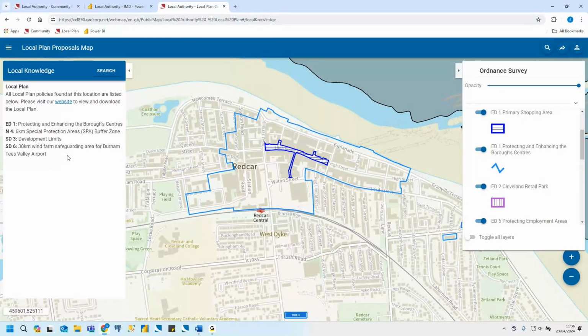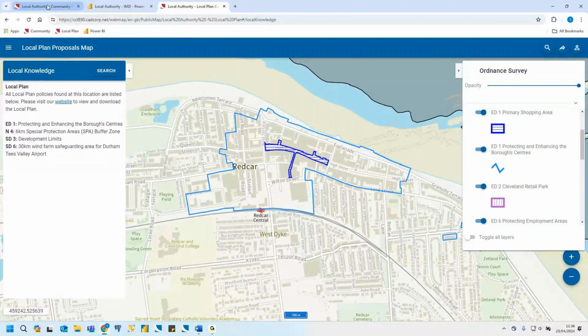Now, this could be useful for potential developers to screen their development sites and find out what policies they might have to consider or address if they're going to submit a planning application. So it's just another example showing the versatility of web mapping, this time sharing that local plan policy information.